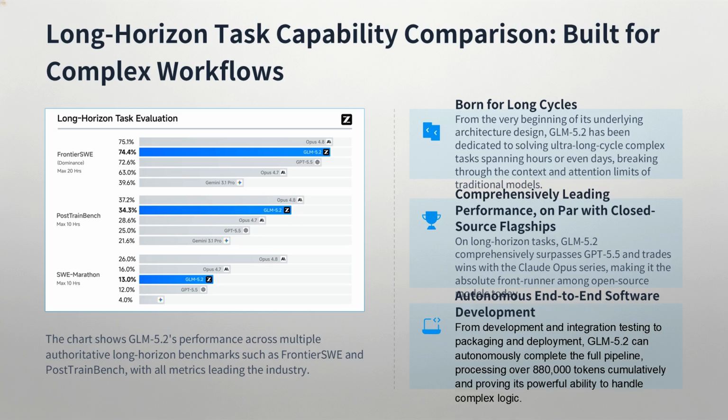Back to its core positioning, long-horizon tasks. Across multiple long-cycle benchmarks such as Frontier SWE and Post-Train Bench, GLM-5.2's performance comprehensively surpasses GPT 5.5 and trades wins with the strongest Claude Opus series. It can independently complete a full software development pipeline, fully proving its powerful capability on complex, long-cycle tasks.